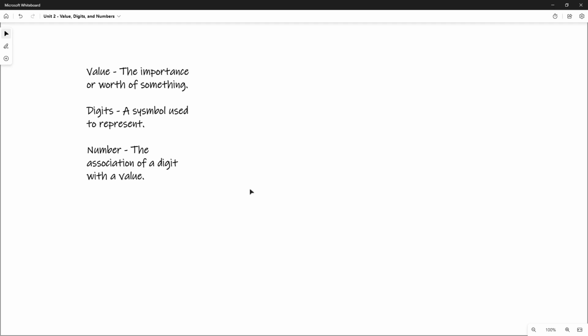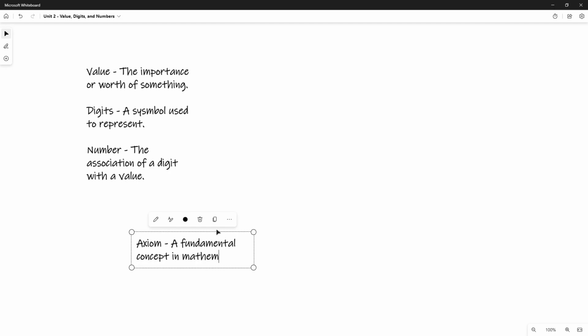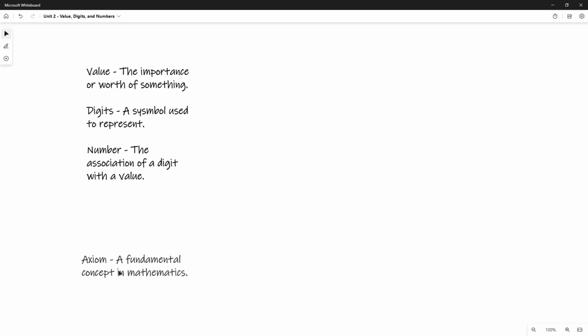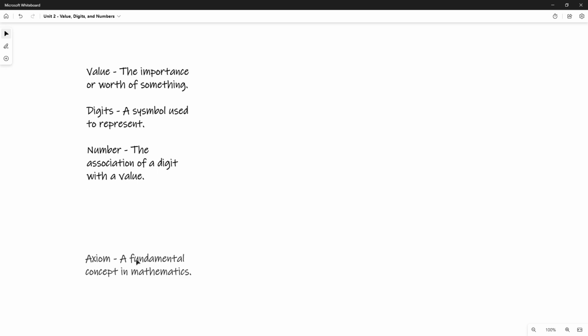And I want to give you another definition, a kind of an informal definition, and that is of axiom. So I'll make a new text here, and I'll type this in. An axiom is a fundamental concept. We'll talk about it in the context of mathematics. So in mathematics, right? So we'll leave this down here. Value, digits, and numbers are what we consider to be axioms. And they're very, very simple. An axiom has a more technical definition in mathematics that we'll get to maybe in further courses.